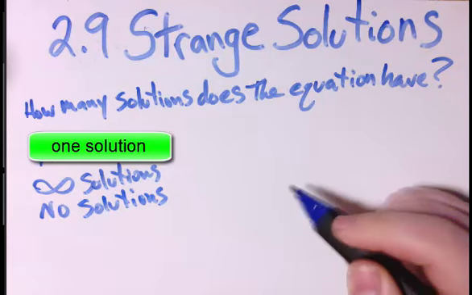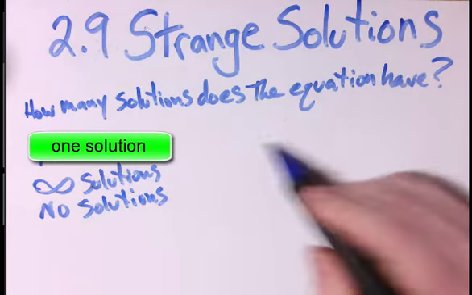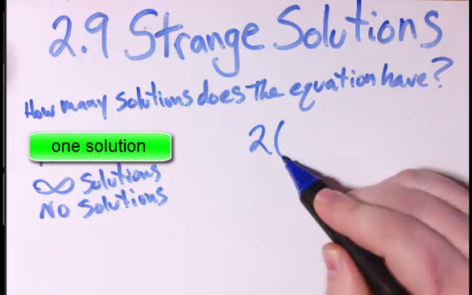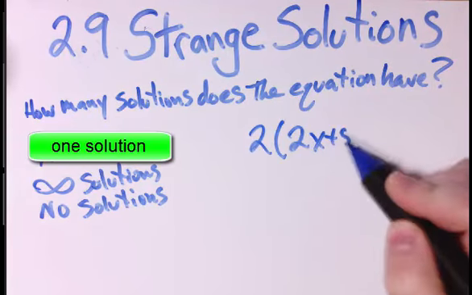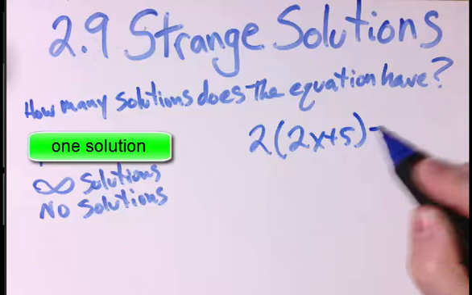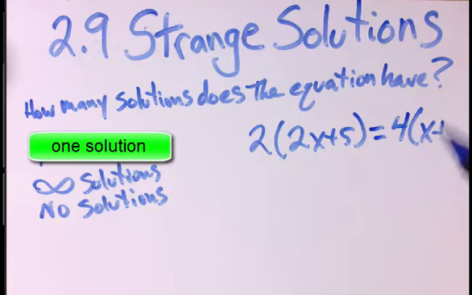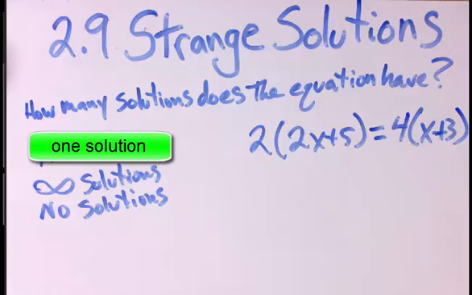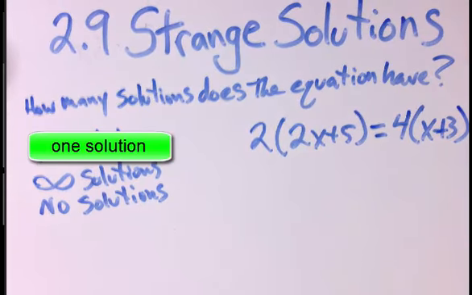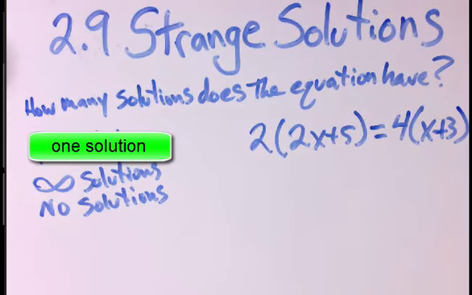So our first question that we're going to work through is 2x plus 5 is equal to 4x plus 3. So we're going to work through and see if we can solve for x, because you always have to have that variable that we're trying to solve for.